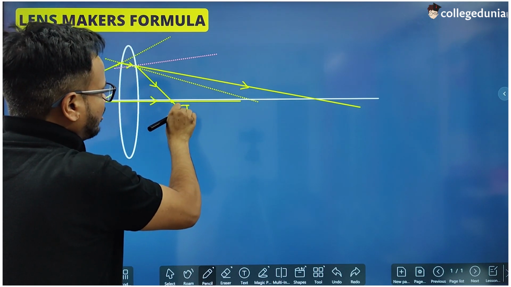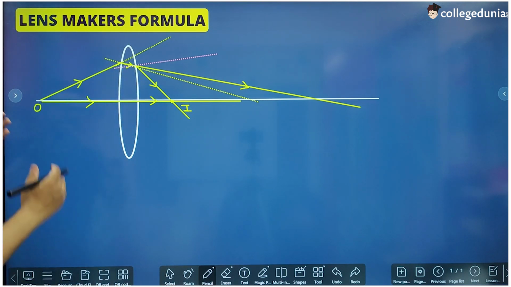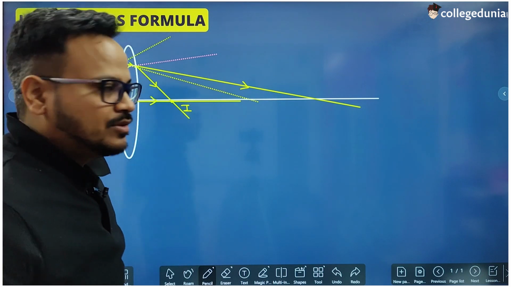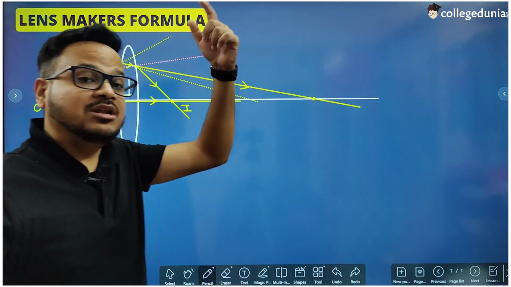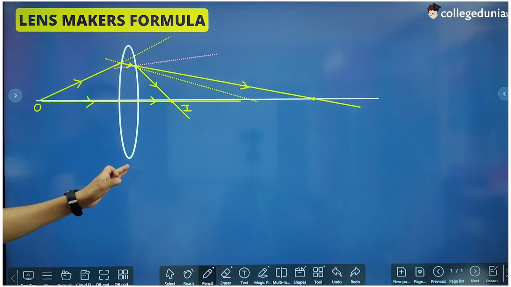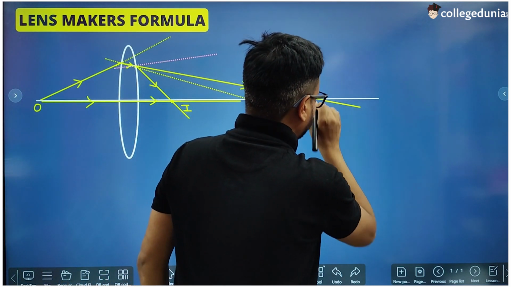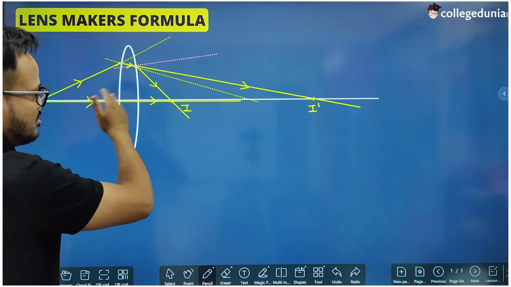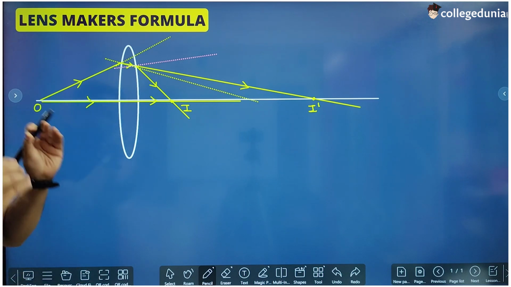So this is the point where the image of this object will form, at this point I. And at this point, an image would have been formed if the other surface was not there. So this is an intermediate image which is not visible to us. We will see just this image. This will be the final image that the lens will show to us, right?